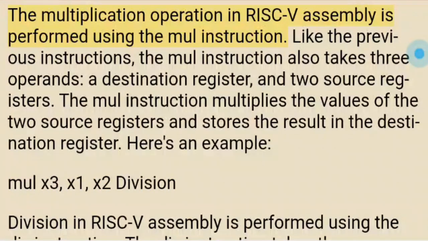Multiplication. The multiplication operation in RISC-V assembly is performed using the mul instruction. Like the previous instructions, the mul instruction also takes 3 operands, a destination register, and 2 source registers. The mul instruction multiplies the values of the 2 source registers and stores the result in the destination register. Here's an example. mul x3, x1, x2.